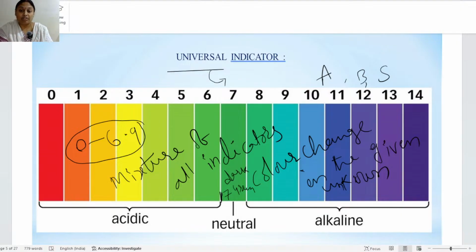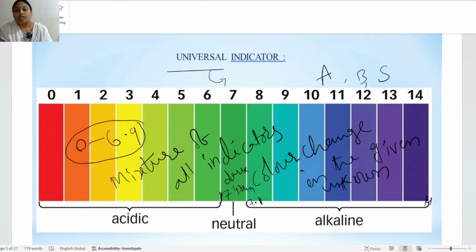And here, 7.1 to 14 units, we are getting different frequencies, color changes. So, universal indicator is the indicator which has a mixture of all indicators and shows the color change property in the given unknown sample.